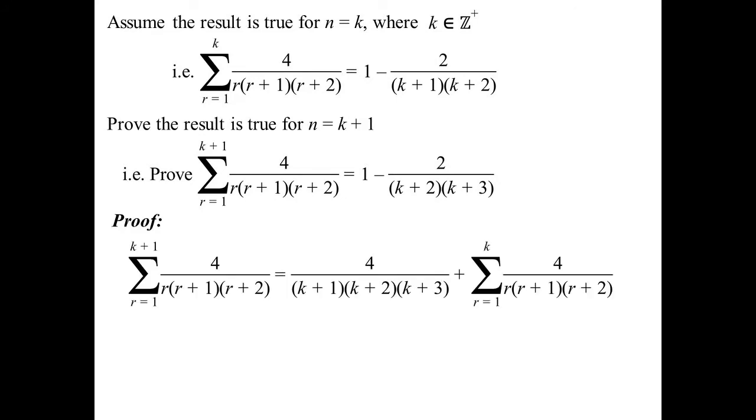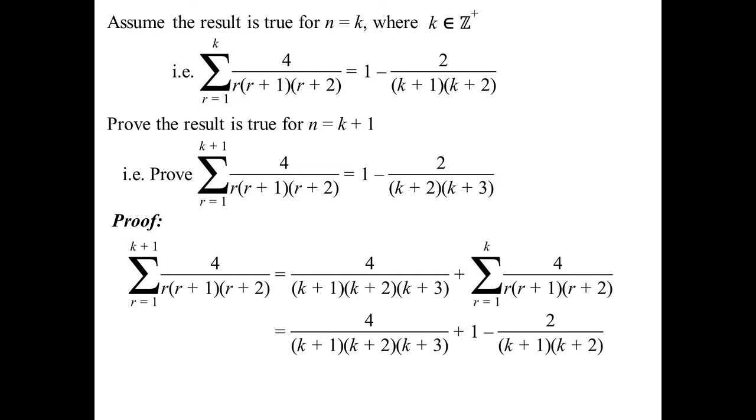So proof. Well, if it's a series type, what we tend to do is rewrite as sum to k plus the k plus 1th term. I've put the sum second over there. So there's our sum to k. The k plus 1th term would be 4 on k plus 1, k plus 2, k plus 3. Now, we've assumed that that sum is 1 minus 2 on k plus 1, k plus 2.